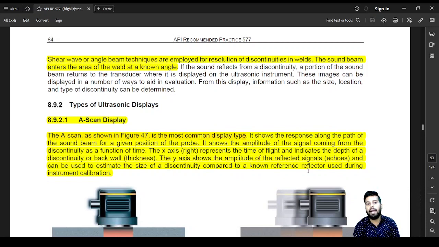The sound beam enters the area of the weld at a known angle, and this sound is going to reflect from the discontinuity. This reflection of the sound can be detected by an ultrasonic flaw detector machine, and this can tell you the location of the discontinuity, the size of the discontinuity, the length of the discontinuity, and so on.